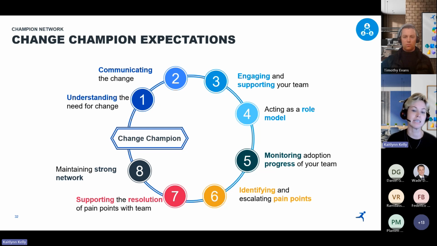They help monitor the adoption and progress of the team, and feed that back to the project team by identifying and escalating those pain points that they're seeing. They can also help support the resolution of those pain points. They're knowledgeable, they often know where to go for resources, and they can help point people in the right direction. At the end of the day, it's really important that they maintain a strong network. They're not alone in their efforts, as they also have a champion network to lean on, that internal team of dedicated champions who can help and support. So these are some of the expectations that we can lay out.